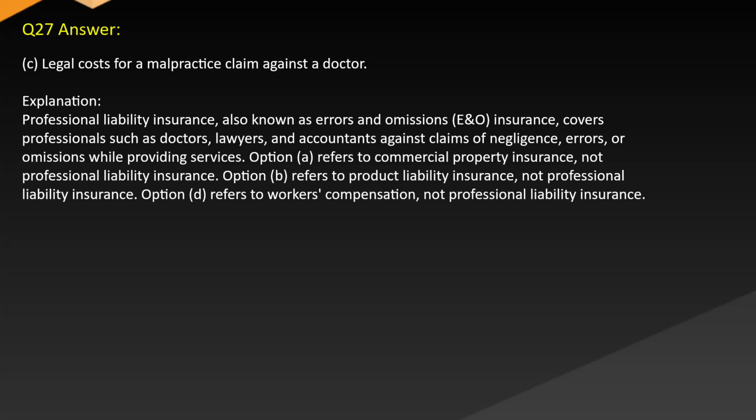Option A refers to commercial property insurance, not professional liability insurance. Option B refers to product liability insurance, not professional liability insurance. Option D refers to workers' compensation, not professional liability insurance.